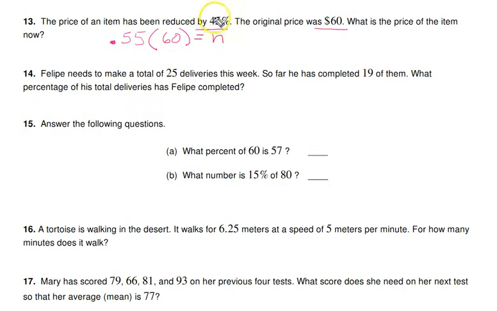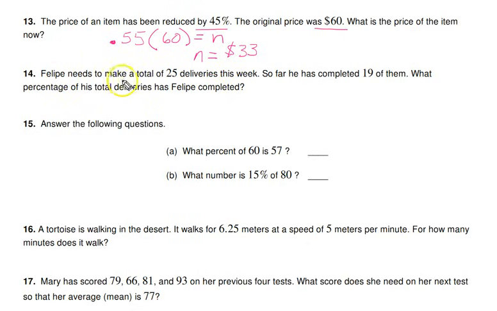Again, the other way would have been take 45% of 60, then subtract it from 60, or you realize that your new price, or the sales price, with a 45% discount, is 55%. Put that in your calculator, and you get N equals $33.